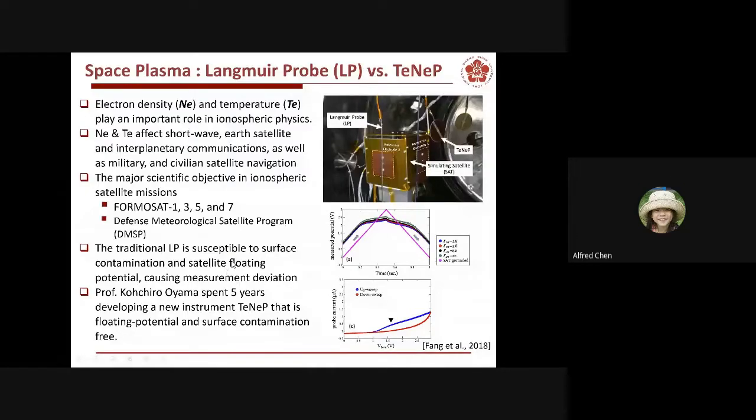This kind of surface contamination and the satellite floating potential will cause measurement deviation. Professor Oyama spent 5 years to develop a new instrument named TNEP. This instrument is free of floating potential and surface contamination effects. But this instrument still hasn't had a chance to be put into space for practical measurement. So this is their first flight in space.